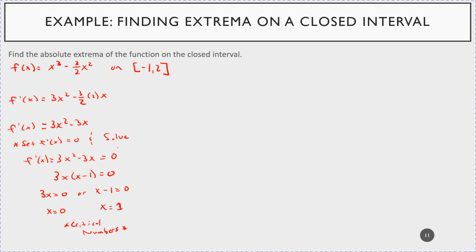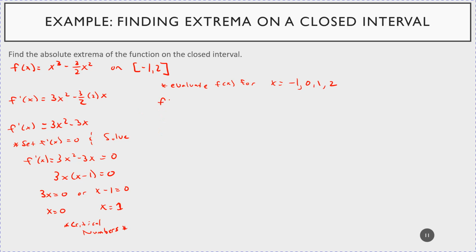Okay, so I found the critical numbers. So look, 0 and 1, they both occur in this interval. So now all I have to do is evaluate this f of x for -1, and then my critical numbers, 0 and 1, and then the other endpoint, 2. So at this point now it just becomes, unfortunately, a little bit of arithmetic, right?